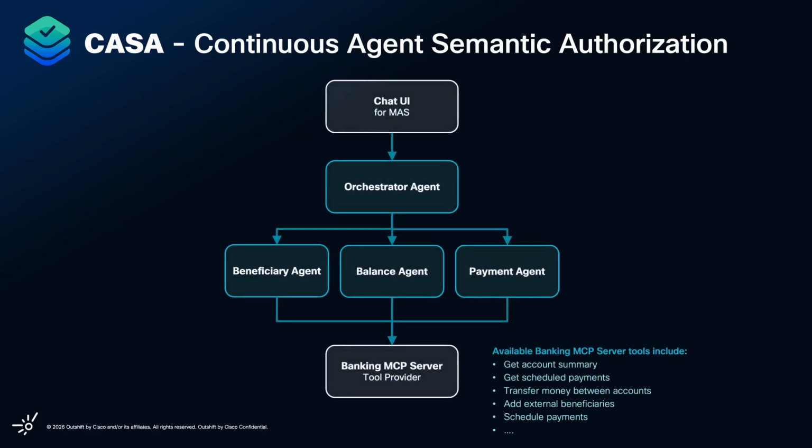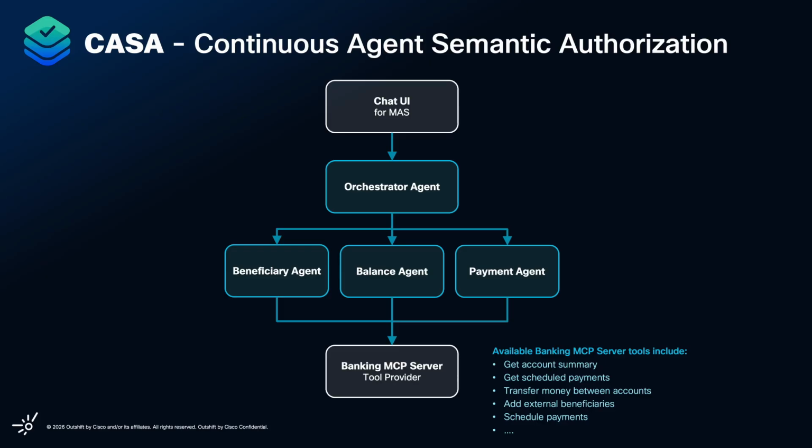For this demo, we are using the sample agents and banking MCP server included in the CASA repository. We have deployed two multi-agent systems side by side, each with a true multi-agent architecture. Each system has an orchestrator agent that receives user requests and delegates work to specialized subagents, a beneficiary agent, a balance agent, and a payment agent. All of these subagents use the same banking MCP server, which provides tools such as getting an account summary, getting scheduled payments, transferring money between accounts, adding external beneficiaries, and scheduling payments. Users interact with each system through a single chat UI connected to the orchestrator.